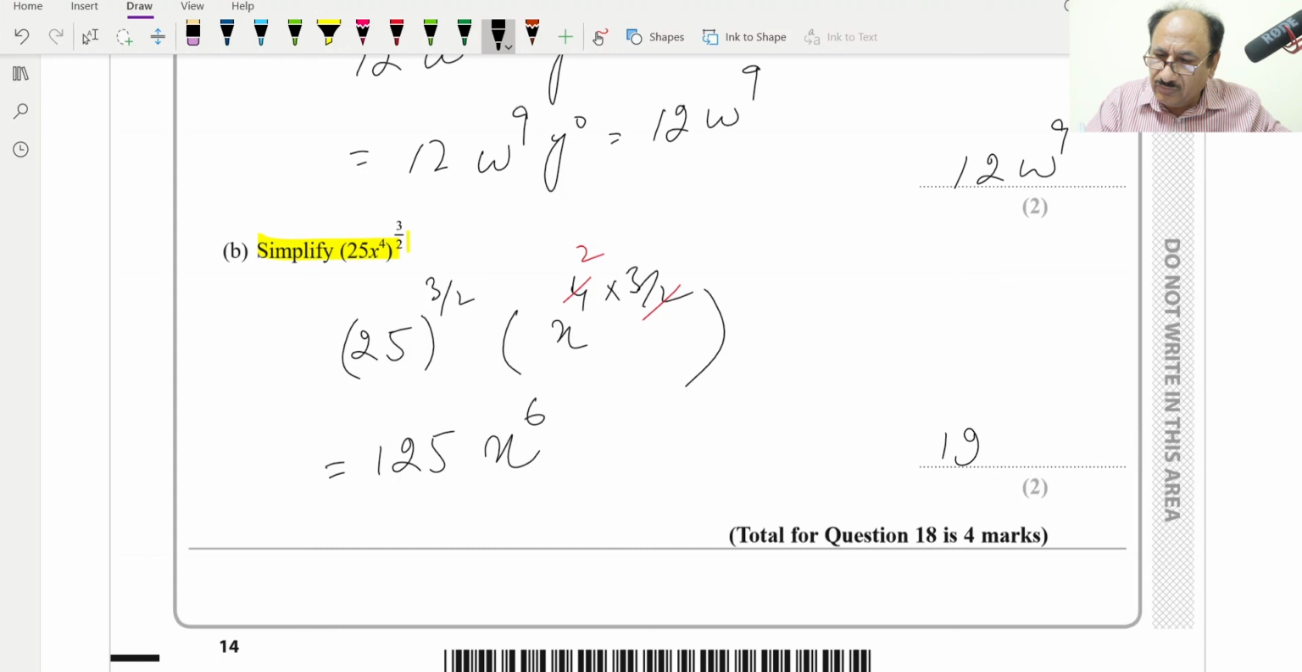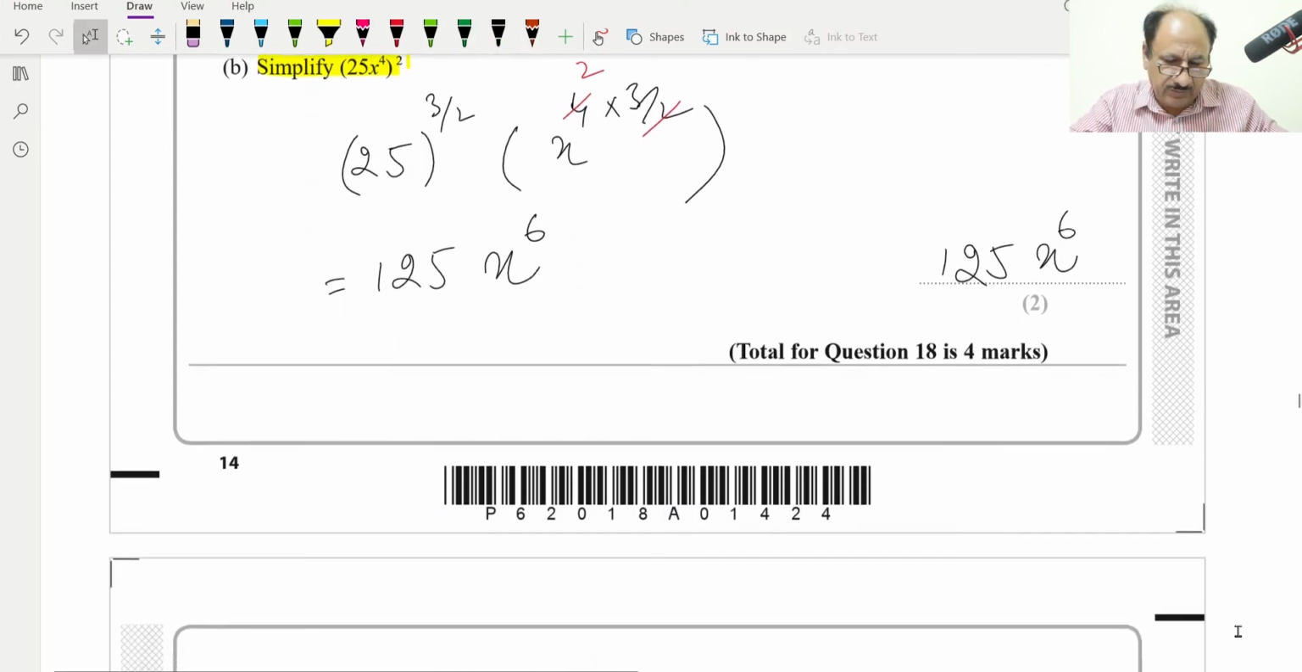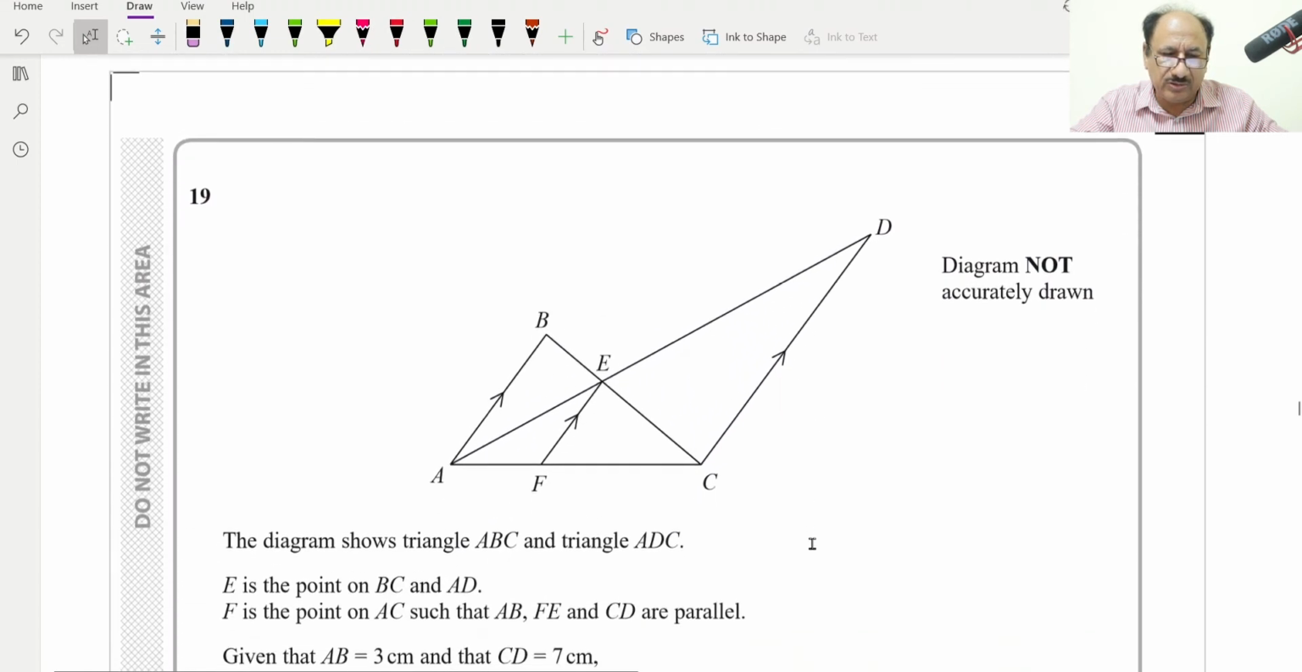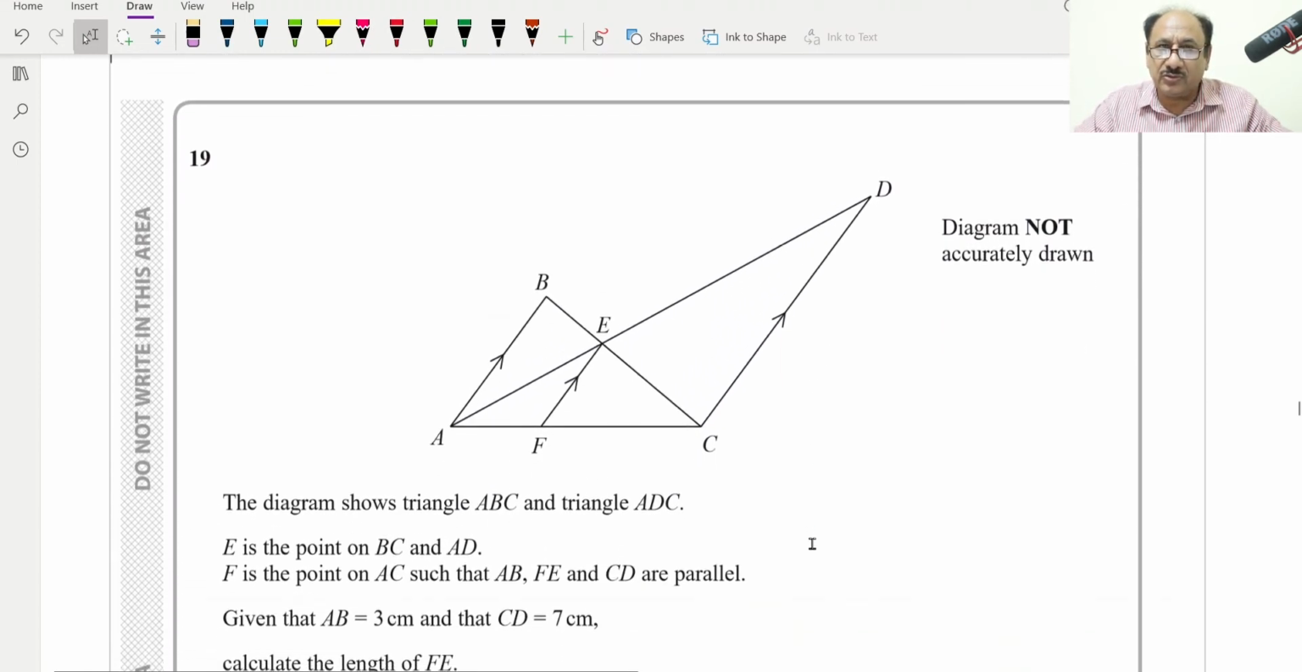Our final answer will be 125 x raised to the power 6. This will be our final answer. Hopefully you understood this question as well.